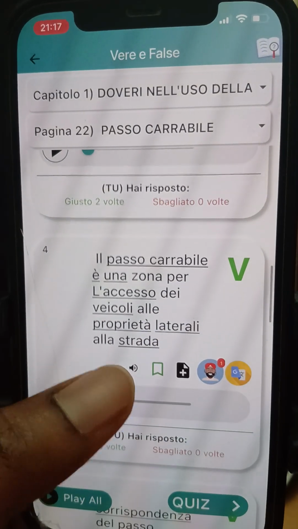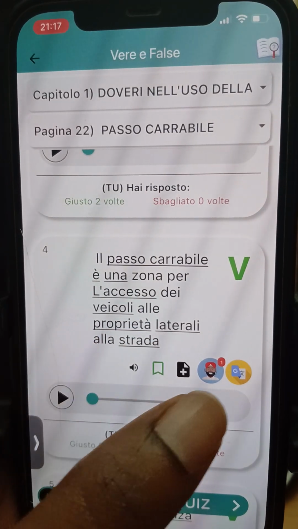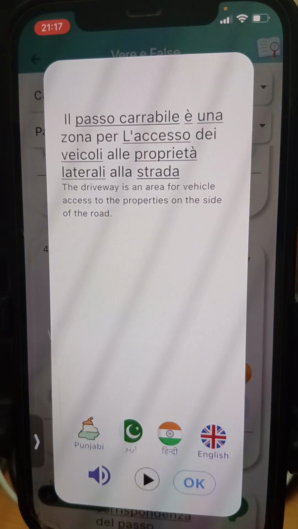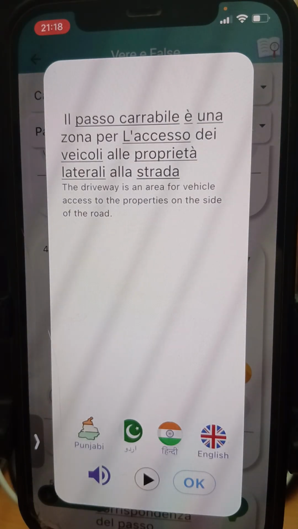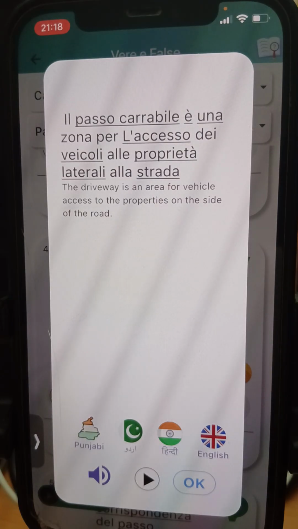Now what are they saying? They say it is a zone for vehicle access. Let me put the translation. It says the driveway is an area for vehicle access to the properties on the side of the road. Okay, I am coming. It is an area for vehicle access to the properties on the road side.